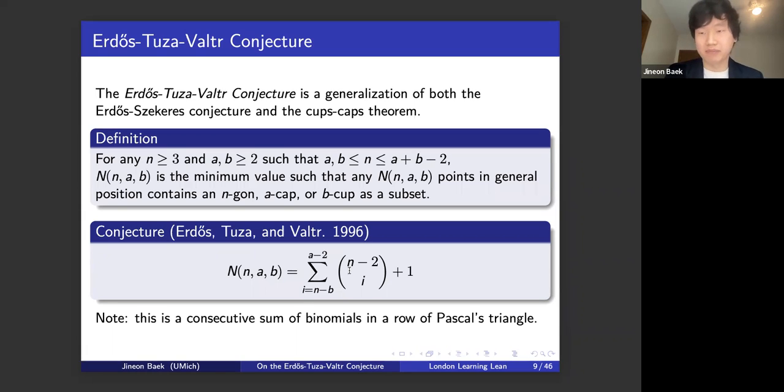And while the summation looks rather complicated, let me note that this is just a consecutive sum of binomials in a row of Pascal's triangle. N minus 2 is fixed, and i spans a range. And you can see that here we have this slightly weird linear constraint. I'll describe very soon what it really means.